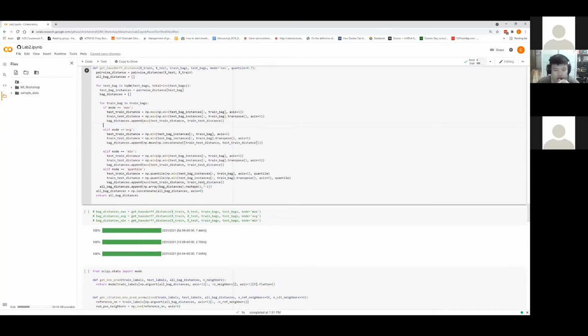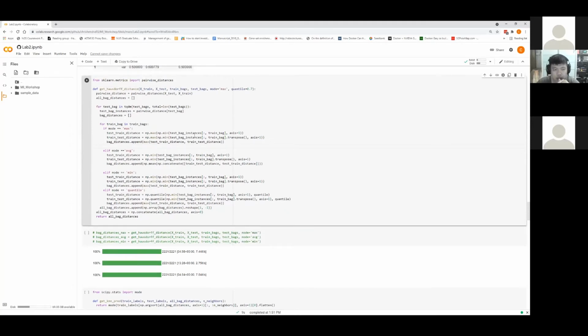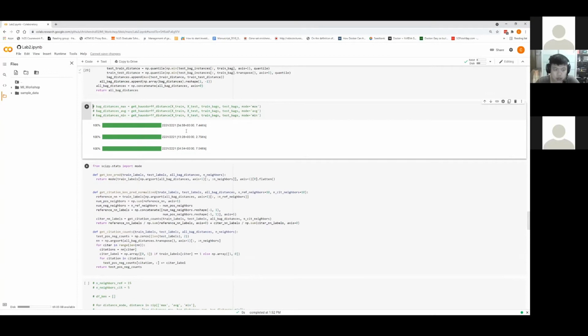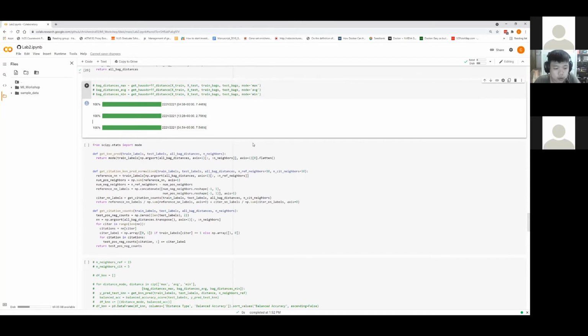Next, we can also try to run this function. If you remember previously, we also did Hausdorff distance. We can do the same with this. You can run this function to get the distance. In this case, this will take a bit longer because now we have more bags. So maybe if you're free, you can run it. But here I've recorded the results that you will expect from running it.